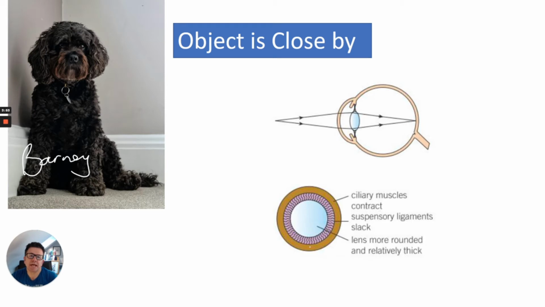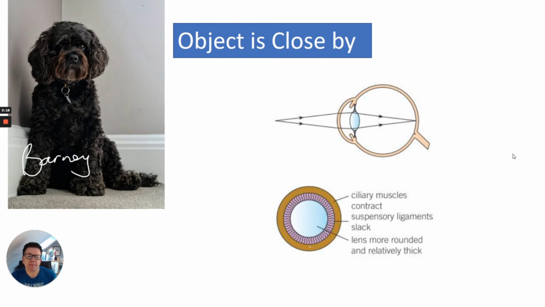So, when an object is close by, so here's Barney dog, you can see that the light rays are entering the cornea and through the pupil, past the iris, and then the lens. And you can see that the lens is actually very rounded and relatively thick, okay? And that therefore refracts light more, and therefore you can see that the light is being refracted and it focuses on the retina, which is at the back of the eye.